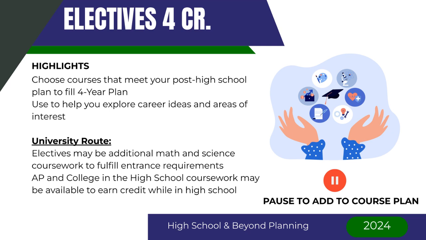The last section of our 4-year plan we want to make sure we fill out is that we have 4 credits of other electives. This is where you can choose courses that meet your post-high school plan, and you can use them to explore career ideas or areas of interest.